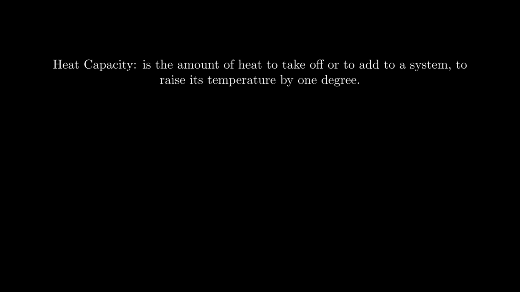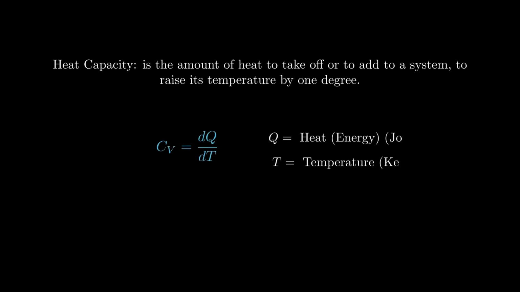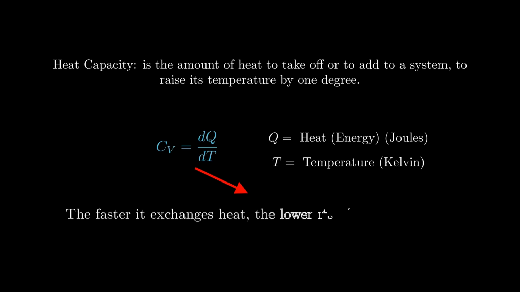Heat capacity is the amount of heat to take off or to add to a system to raise its temperature by 1 degree. It's generally given by this formula when the volume of the material stays the same. Actually, heat capacity is the fancy name for how fast an object exchanges heat with its surroundings. The faster an object exchanges heat, lose or gain, the smaller its heat capacity, and vice versa.